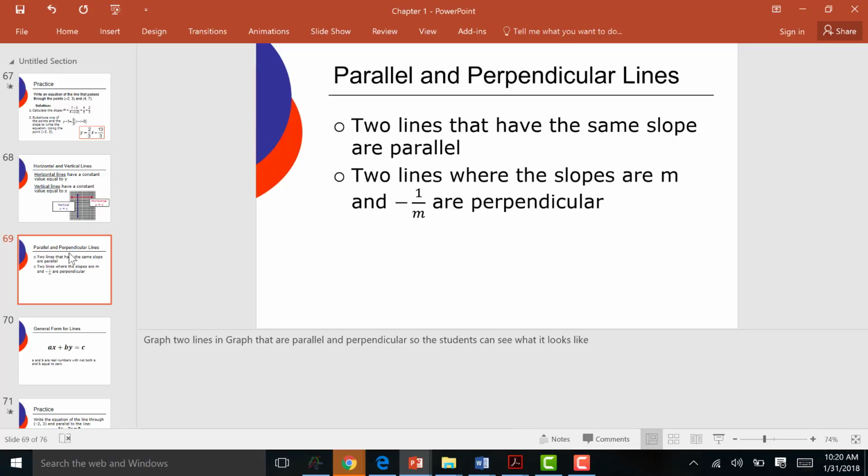Okay, so when are we going to flip it upside down and change the sign? When they ask for what kind of lines? Perpendicular lines. You always have to flip the slope upside down and change the sign.